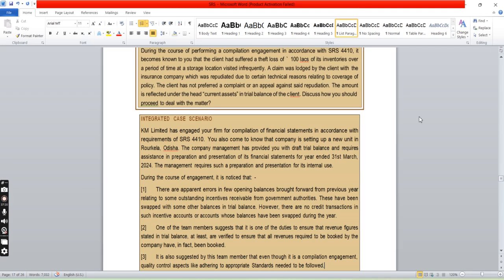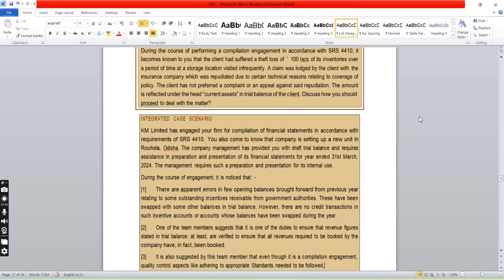KM Limited has engaged your firm for compilation of financial statements in accordance with the requirements of SRS 4410. You also come to know that the company is setting up a new unit in Rourkela, Odisha. The company management has provided you with a draft trial balance and requires assistance in the preparation and presentation of its financial statements for the year ended 31 March 2024. The management requires such preparation and presentation for its internal use.